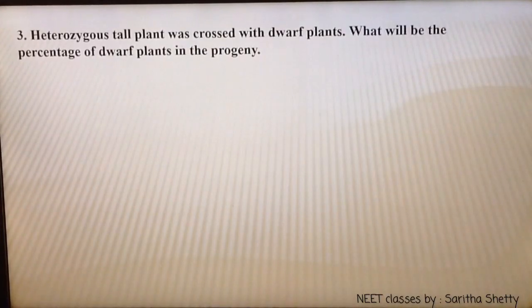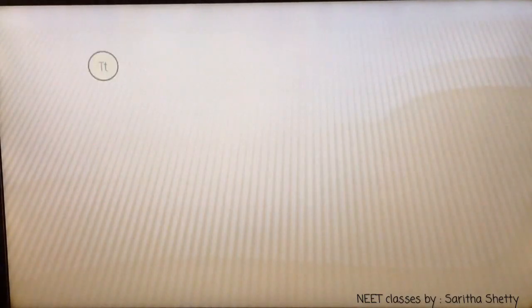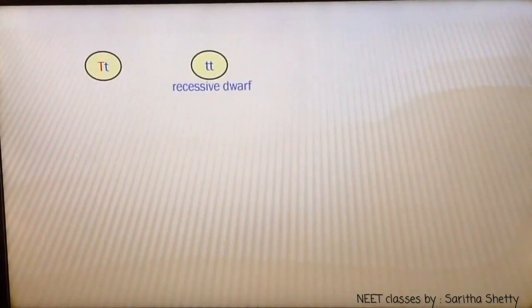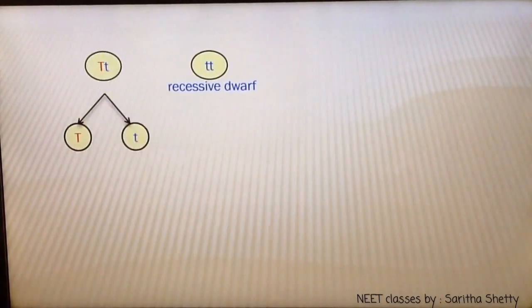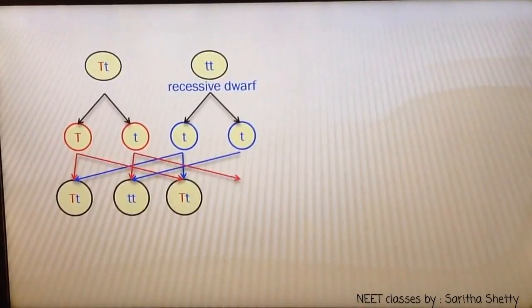A heterozygous tall plant was crossed with a dwarf plant. What will be the percentage of dwarf plants in the progeny? A heterozygous tall plant, that's an F1, is crossed with the dwarf plant, that is a homozygous recessive. This is nothing but a test cross. What will be the percentage of dwarf plants in the progeny? That would be 50%. Let's see how. The F1 individual contains heterozygous, that is dominant T as well as recessive t, and the recessive dwarf contains similar alleles. So this is a test cross giving you 50% tall as well as 50% dwarf plants.